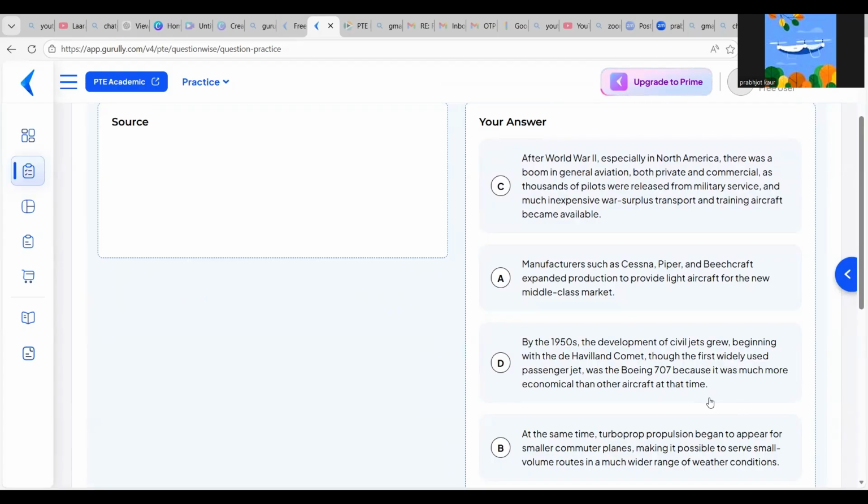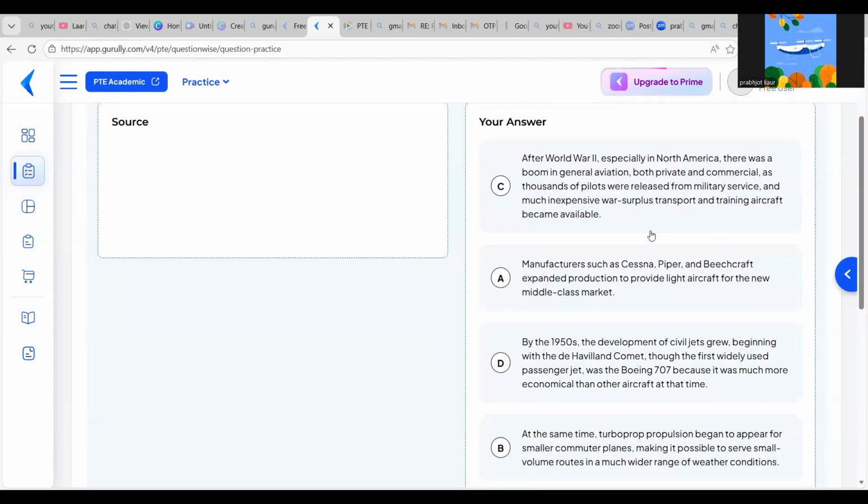I'm going to explain now. So this is the clear set. First of all, here is a time after World War II, and the main topic is the aviation boom and the whole idea. So C must be first.